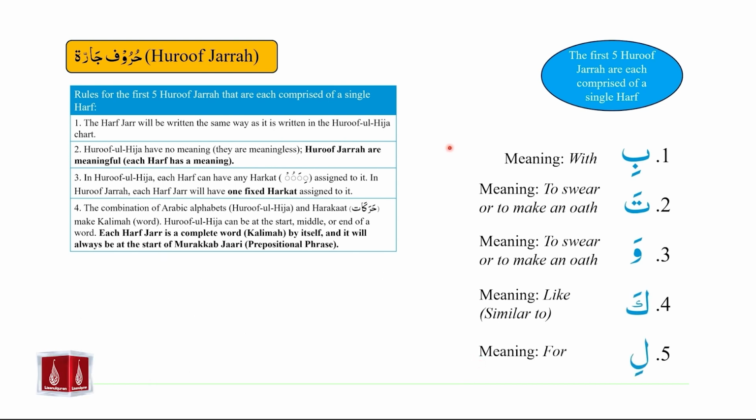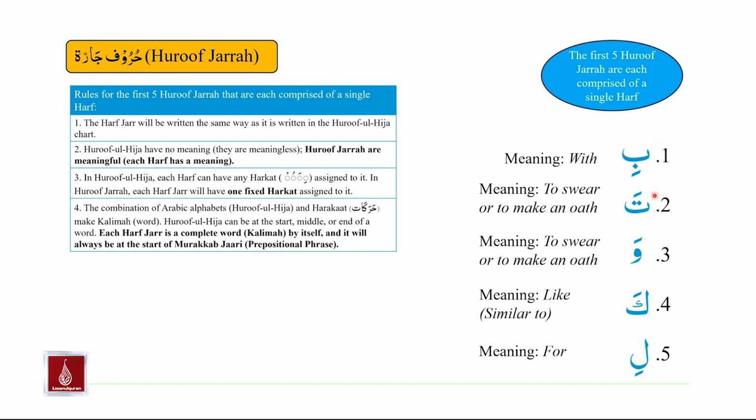The next harf-e-jar is Laam harf-e-jar. This will be written in the same way as Laam is written in Huroof al-Hijab. However, Laam harf-e-jar will have a fixed harkat underneath it, which is zair underneath Laam harf-e-jar. Laam harf-e-jar is a harf. It will therefore be included in kalima and it will have a meaning of its own. And the meaning of Laam harf-e-jar is for.